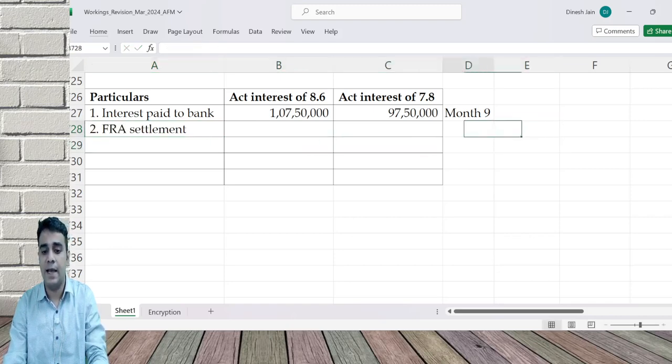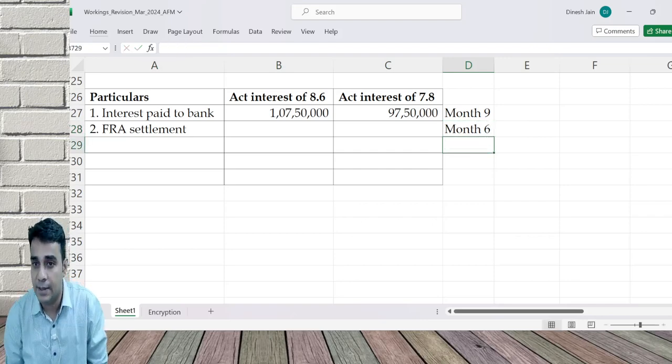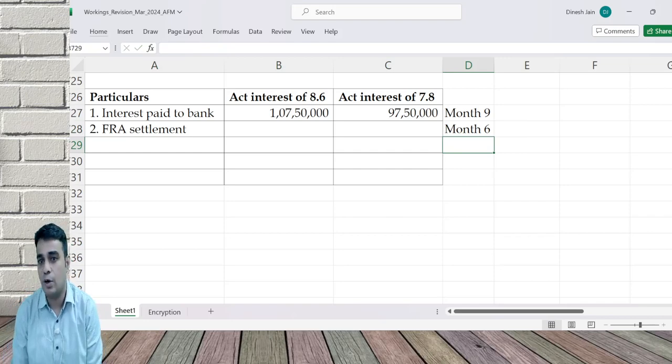Now, what happens is FRA will be settled in month 6 itself, that is when you're taking the loan. When you're taking the loan, you will get your compensation. You are paying extra 0.3% in month 9. Compensation will come now itself. Some discounting needs to be done.